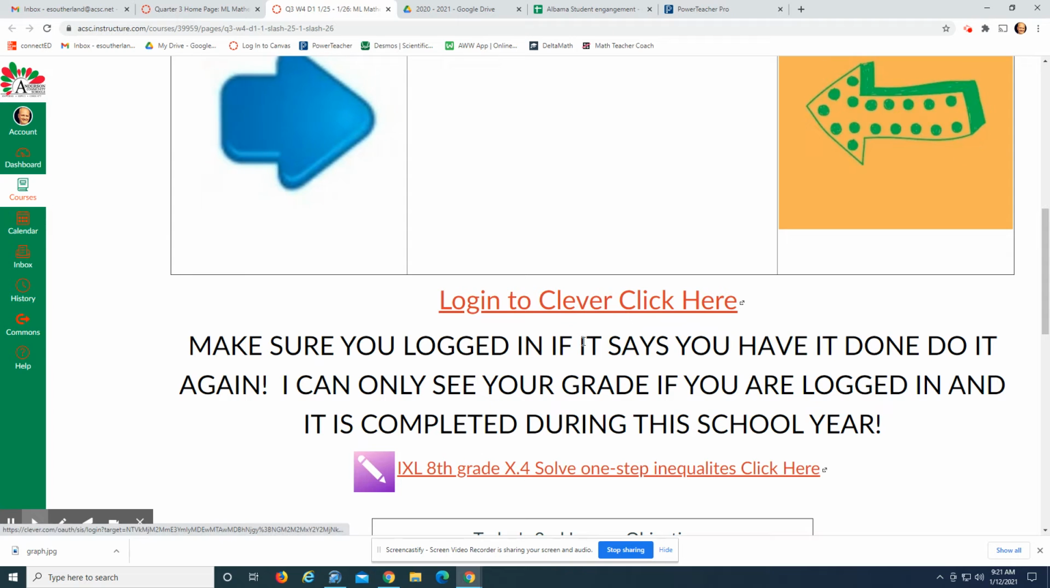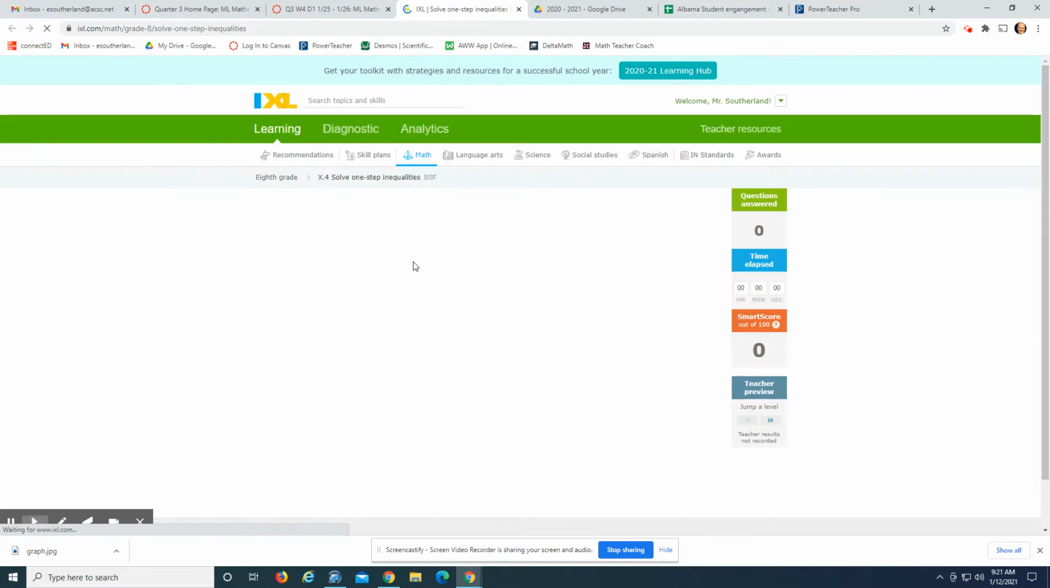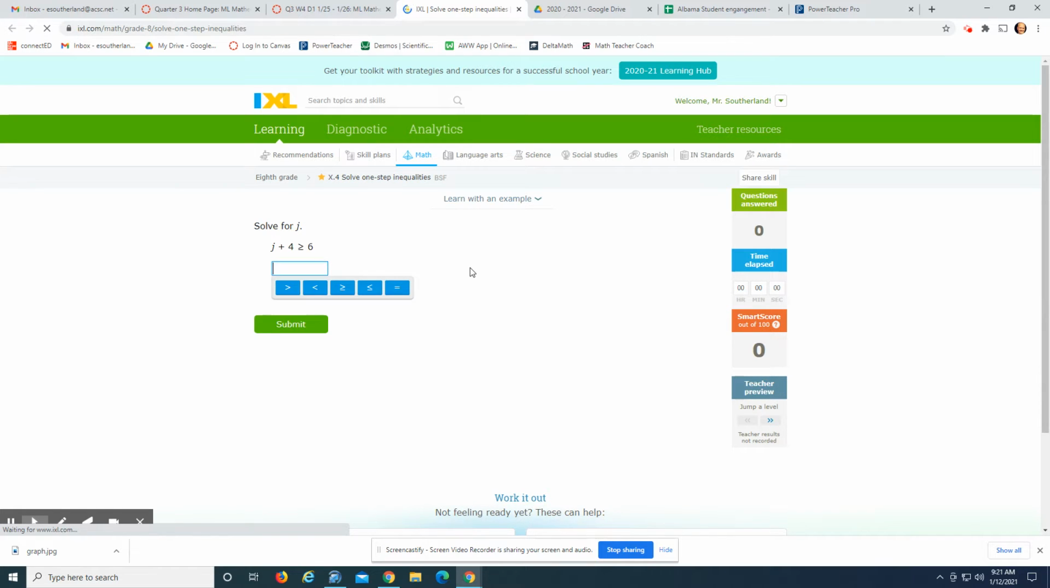Make sure that you log in through Clever. Once you're logged in, you can click here and it'll take you straight to your assignment. For the most part, one-step inequalities are solved the exact same way an equation is. There's only one small difference, but it doesn't happen on today's assignment.